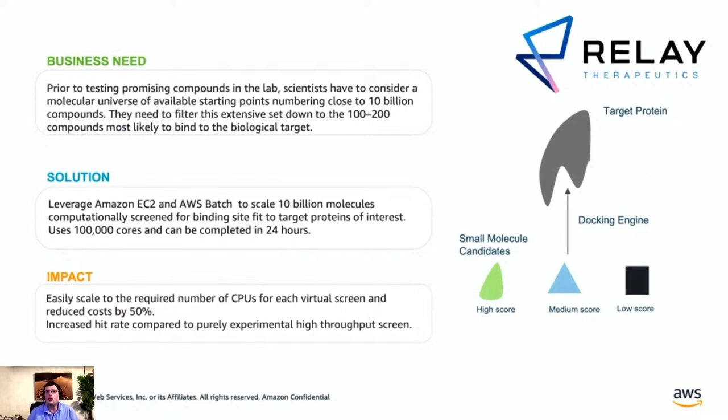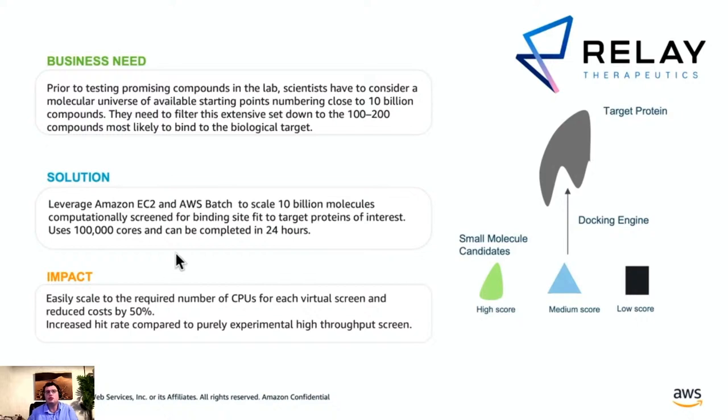Searching that space can also be very complex, and doing this at scale can be extremely difficult because you essentially need a lot of compute. Relay Therapeutics' goal is essentially to filter down potential molecule candidates to 100 or 200 compounds that are most likely to bind the biological target. The way I'm showing this schematically is you have small molecule candidates. Some of these, for example the green one, have a very high score. Others, like the square, would have a low score.